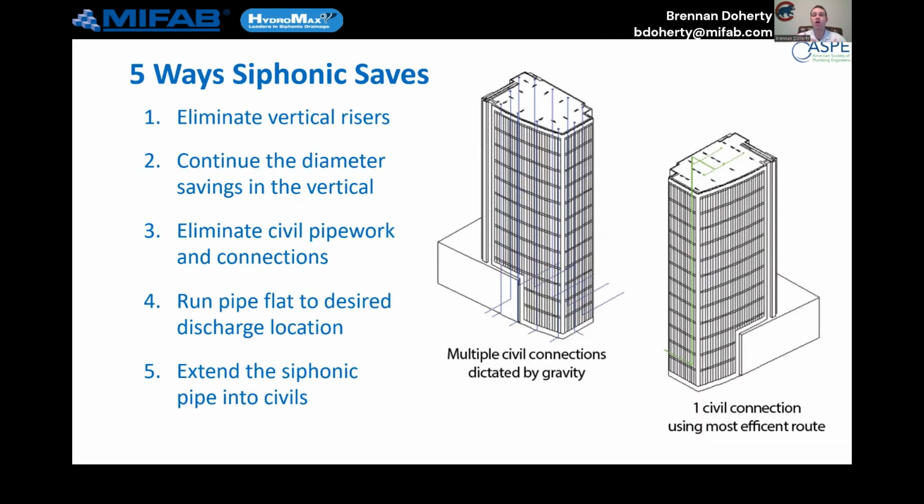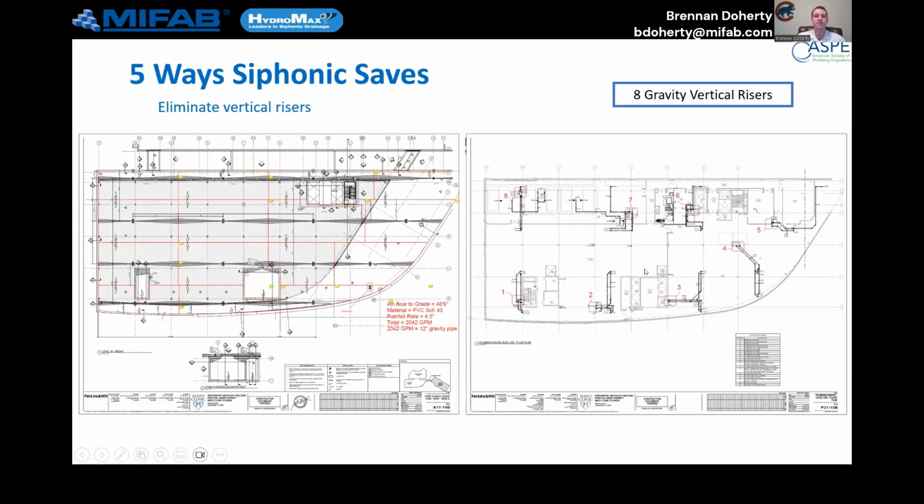High rises are also a great example of where to use it. Instead of having our risers all over the building, civil grabs out on the outside, collect everything at that top roof level. Route it to one vertical where we can then identify our ideal civil connection. And as you can see in this example, fewer roof drains were able to be used.